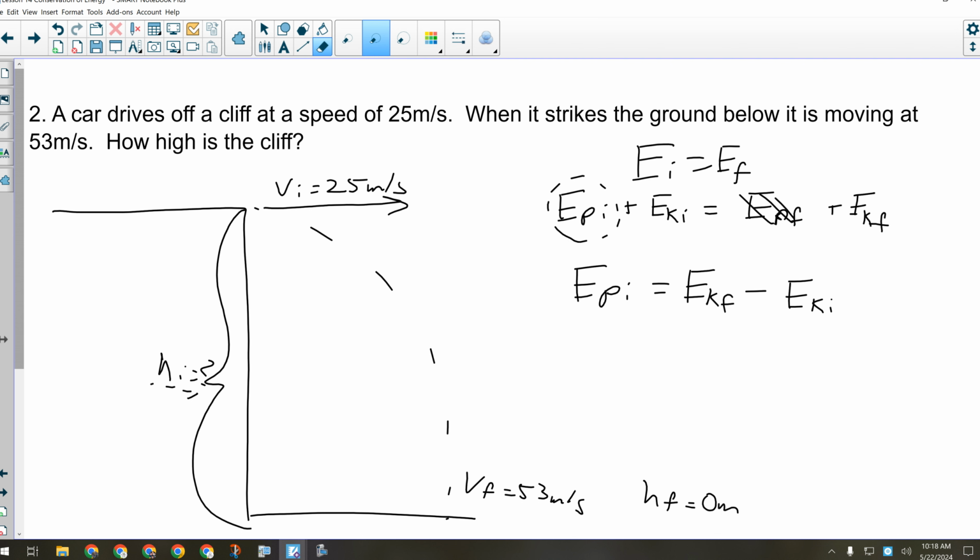If that didn't help at all, forget I said anything, if you already knew what you were doing with the math. Now I've got this. Am I ready to put in all my formulas? At this point I have to put HI on the board. I don't have it on the board yet. So, formula for potential energy, M times G times H initial, equals 1/2 MV final squared minus 1/2 MV initial squared.